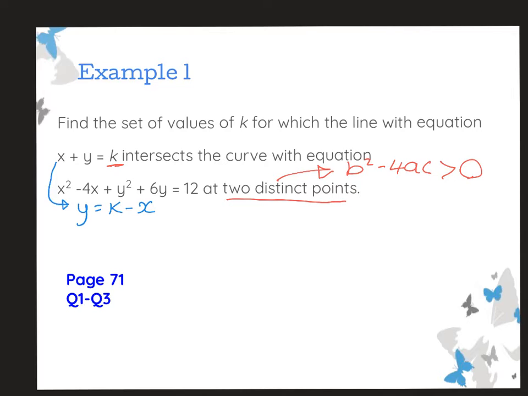Wherever I've got y in my equation here, I'm going to substitute it with k minus x. We should recognise here, because we've got an x squared and a y squared, that this is actually an equation of a circle. So we're seeing where a line intersects with the circle. So x squared minus 4x plus (k minus x) all squared plus 6 lots of (k minus x) is equal to 12. Now we're just going to expand and simplify this.